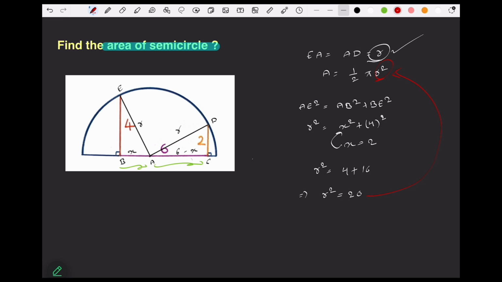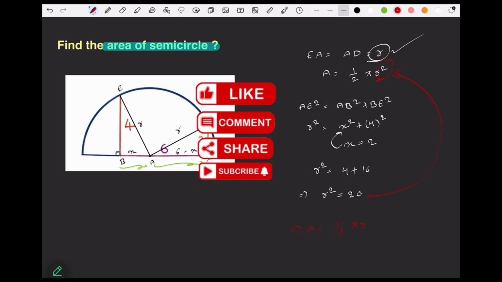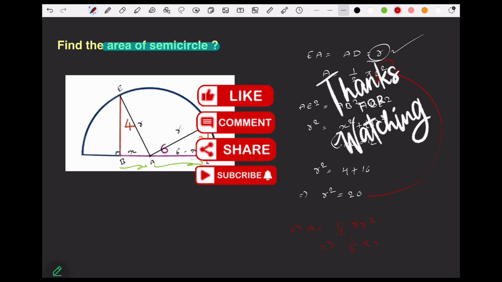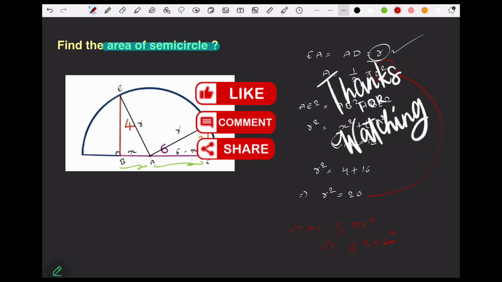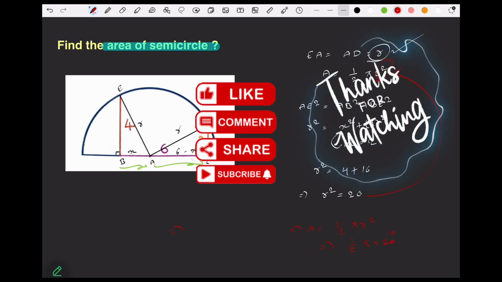So area is equal to half times pi times r square. If I substitute the r square here, it is half times pi times 20. It is 10 times pi. So the area of the semicircle is 10 pi.